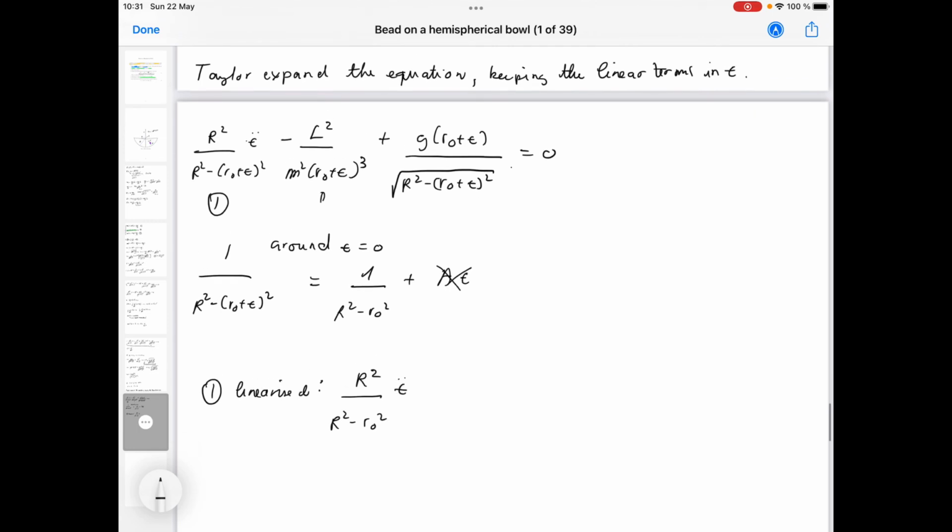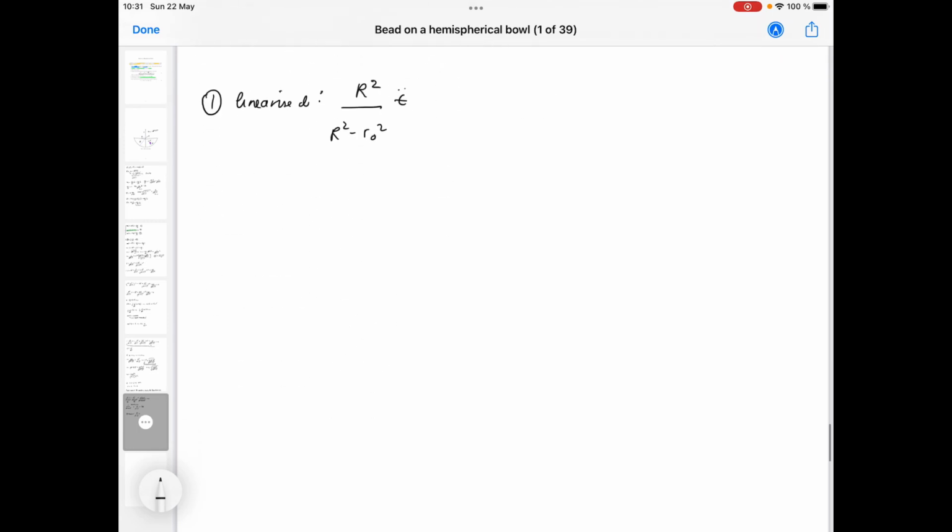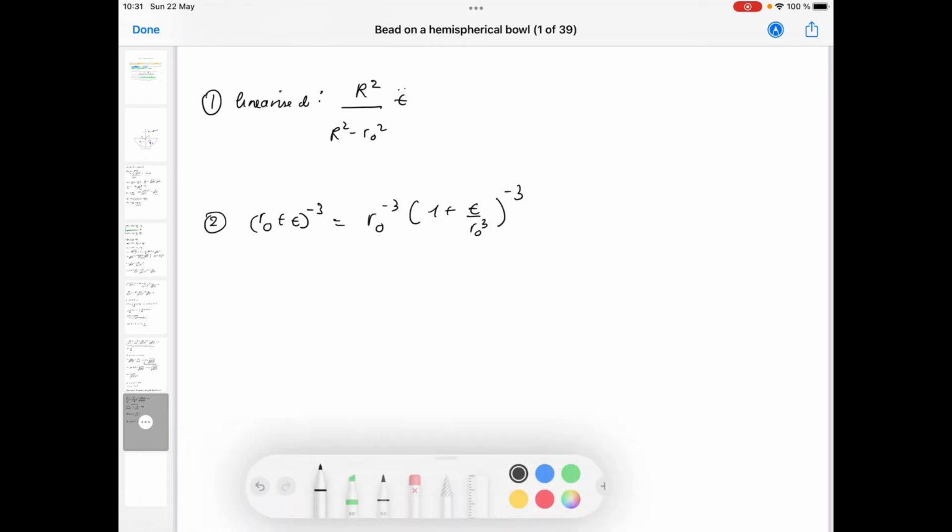Now let's look at our second term. In our second term, we have a R naught plus epsilon to the minus 3 that appears, but we can just write this as R naught to the minus 3 times 1 plus epsilon over R naught to the minus 3, right? Sorry, this should just be an R naught on the denominator.